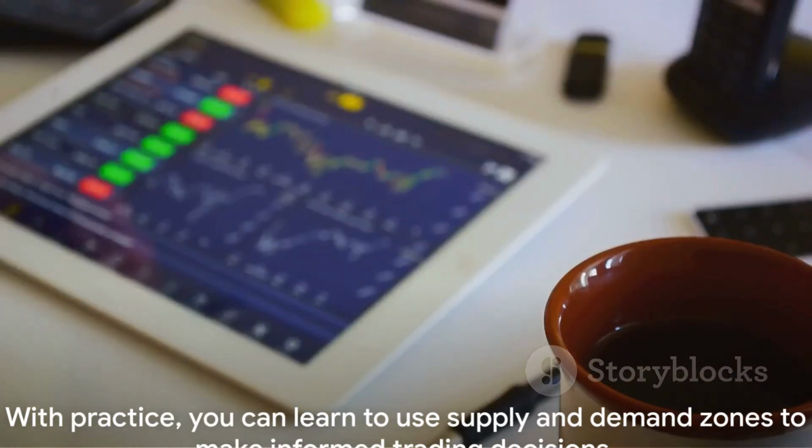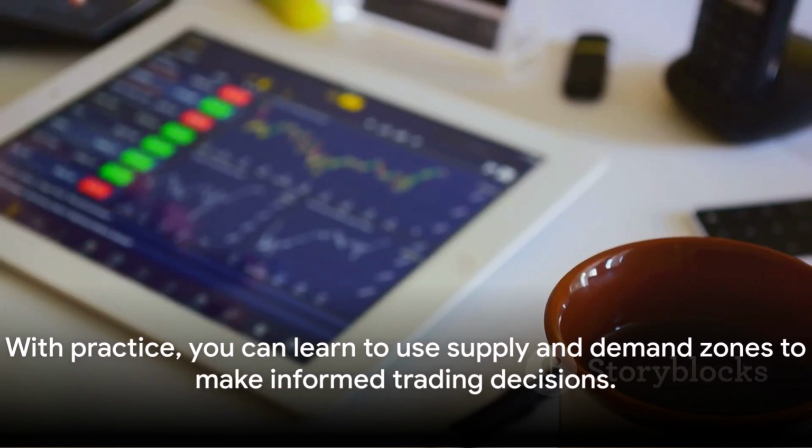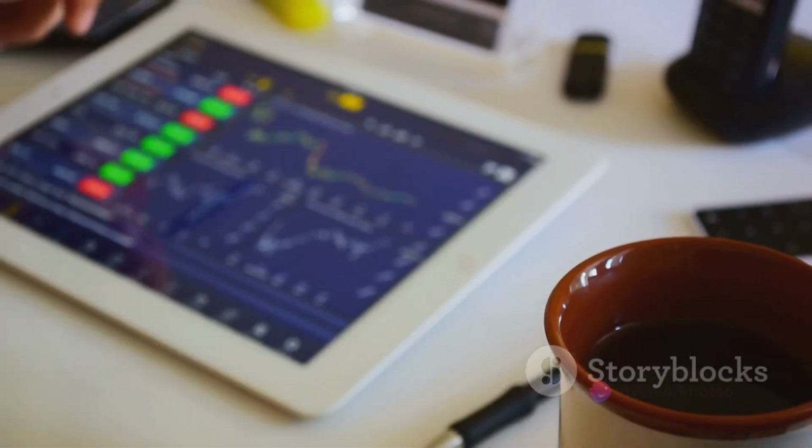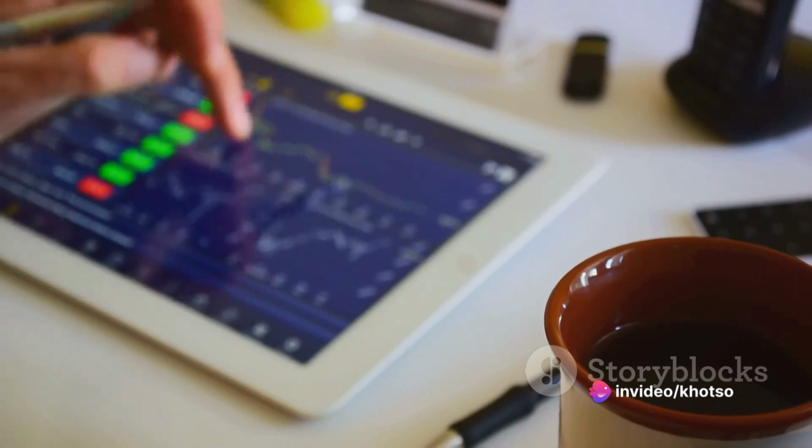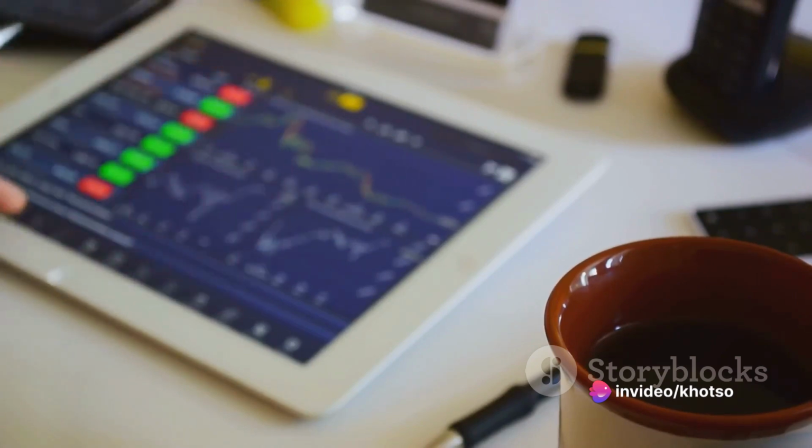With practice, you can learn to use supply and demand zones to make informed trading decisions. Keep honing your skills and you'll soon be catching those good entries with ease.